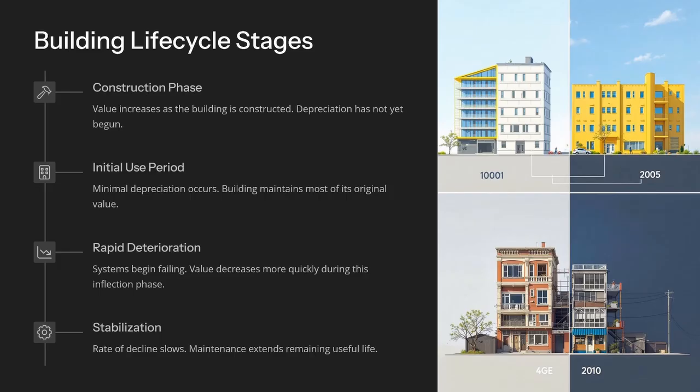And the last stage of the building life cycle is stabilization. The rate of decline slows, and maintenance extends the remaining useful life. So this is the initial use period, this rapid deterioration is during the middle phase, and this stabilization is during the last stage of the life of the building.